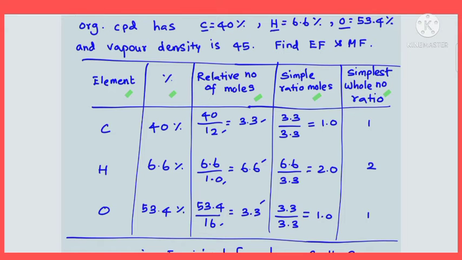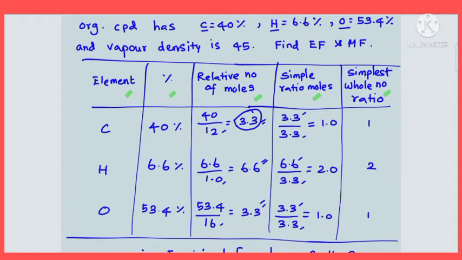Now look at these 3 values: 3.3, 6.6 and 3.3. Which is the smallest among these? It is 3.3. All these 3 numbers are supposed to be divided by the smallest number among them, so I am going to divide these 3 numbers by 3.3. 3.3 divided by 3.3, then 6.6 divided by 3.3, then 3.3 divided by 3.3. I am getting 1 for the first, 2 for the second, and 1 for the third.